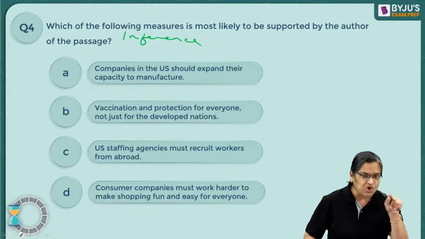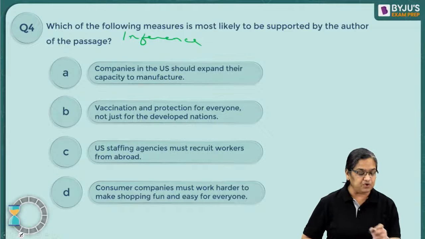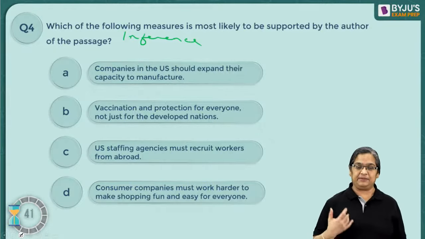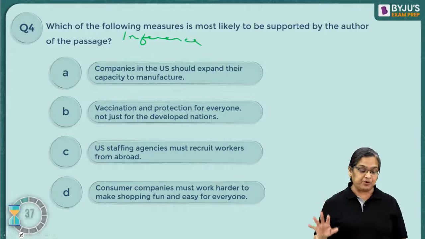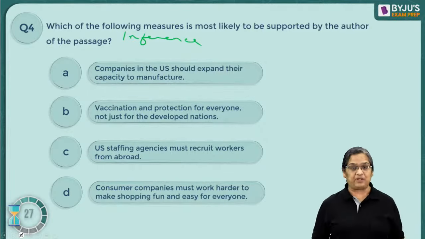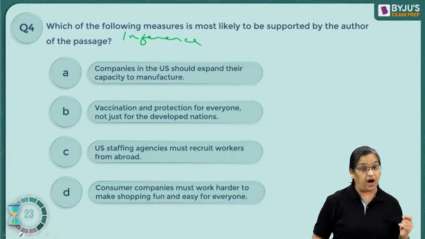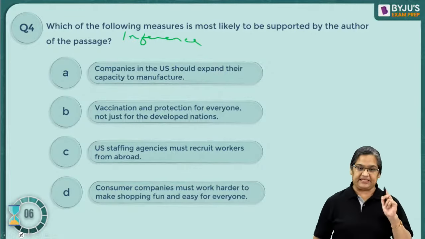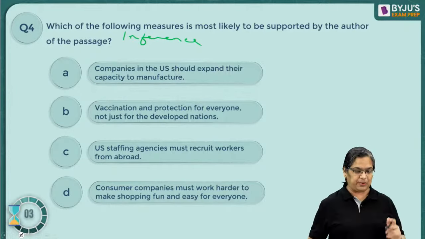So what would solve all these problems? Is it if companies of US expand their capacity to manufacture? Would that answer the problems caused by the pandemic? Vaccination and protection for everyone, not just for the developed nations, will that help? US staffing agencies recruiting more workers from abroad, will the author support that measure? Or is it D? Consumer companies must work harder to make shopping fun and easy for everyone. Quickly tell me your answers. I am seeing all answers, some B's, some A's. Okay, all right, there are some A's and B's, right? These are the main answers. So the fight seems to be between A and B.